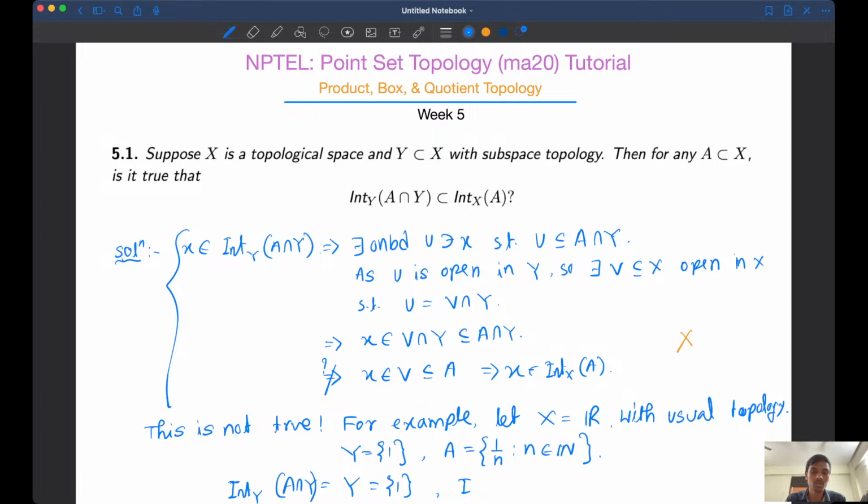But in general you can also directly show that it cannot contain a whole interval, because this set is countable, but an interval always contains uncountably many points. So this set A does not have any interior point. So the interior of A with the topology of X is empty. So clearly this cannot be: 1 cannot be a subset of phi. The interior of Y intersection Y is not contained in the interior of A in X, right?